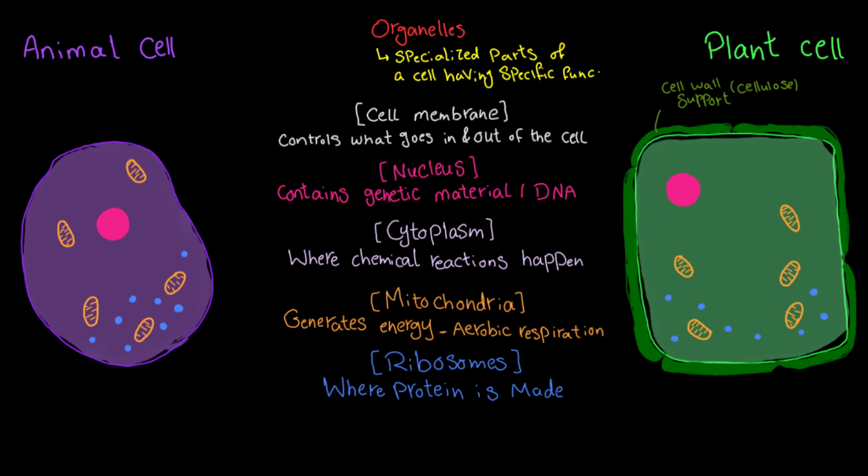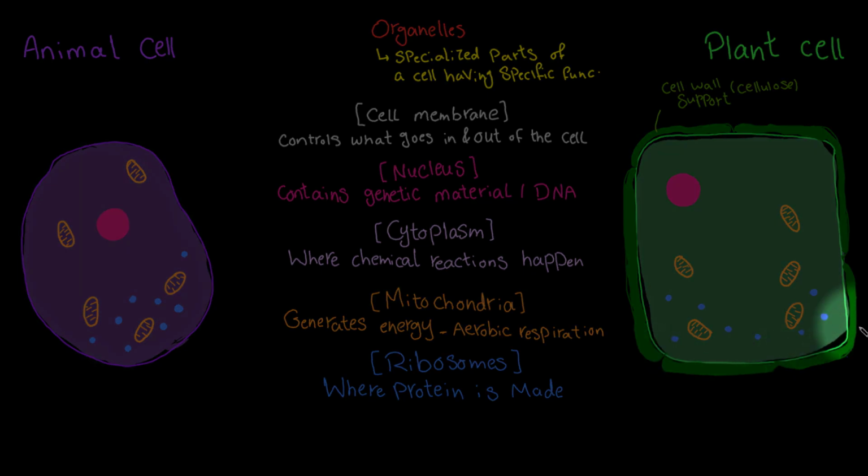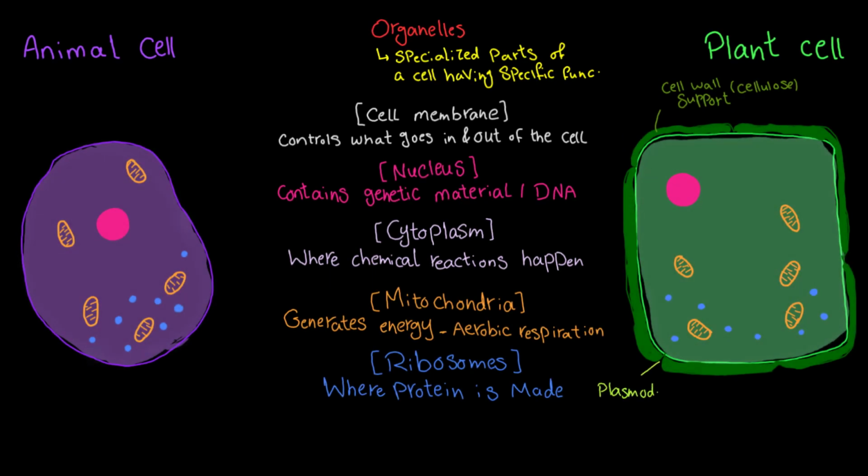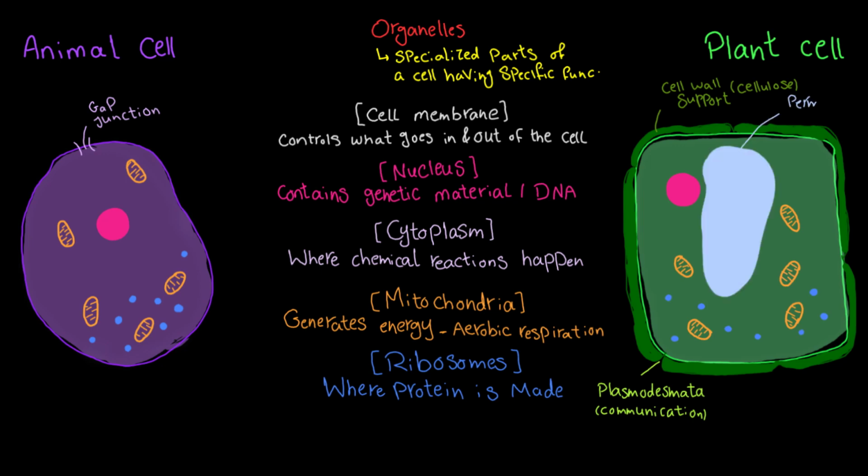So getting back to the cell wall, you may notice some pores or channels traverse the cell wall. These are called plasmodesmata. They allow transport and communication between plant cells. Animal cells, on the other hand, don't have plasmodesmata. They have channels called gap junctions that allow animal cells to communicate. Next, plant cells contain a permanent vacuole. It is a sac that contains cell sap, which is a weak solution of sugar and salts.